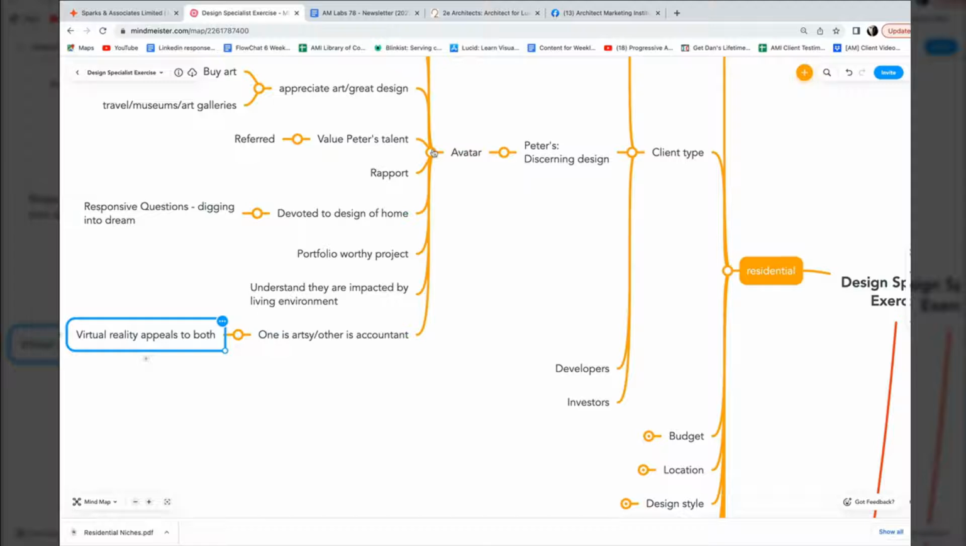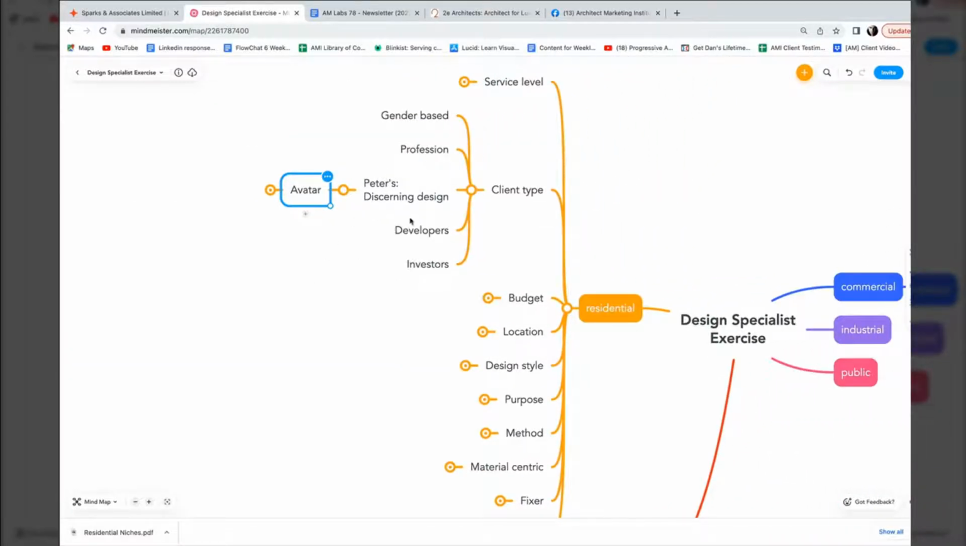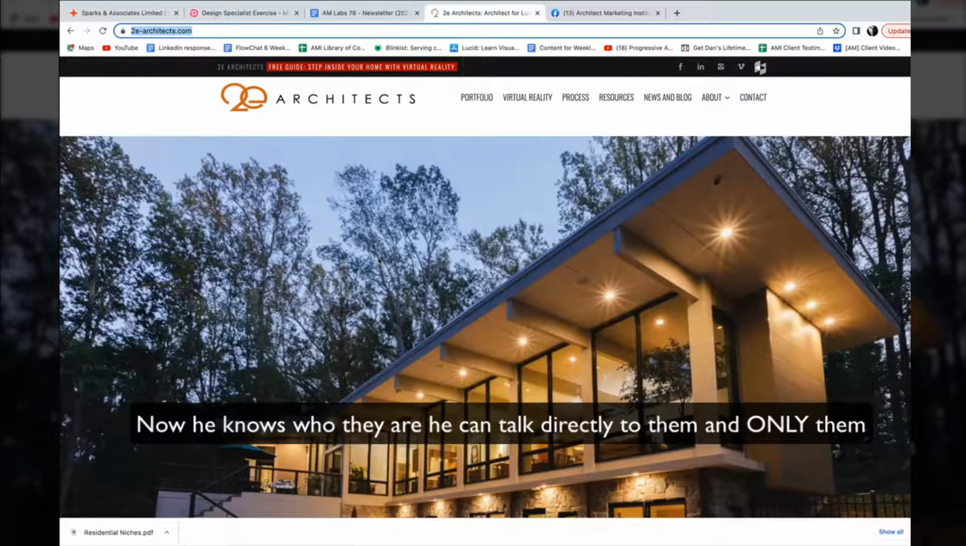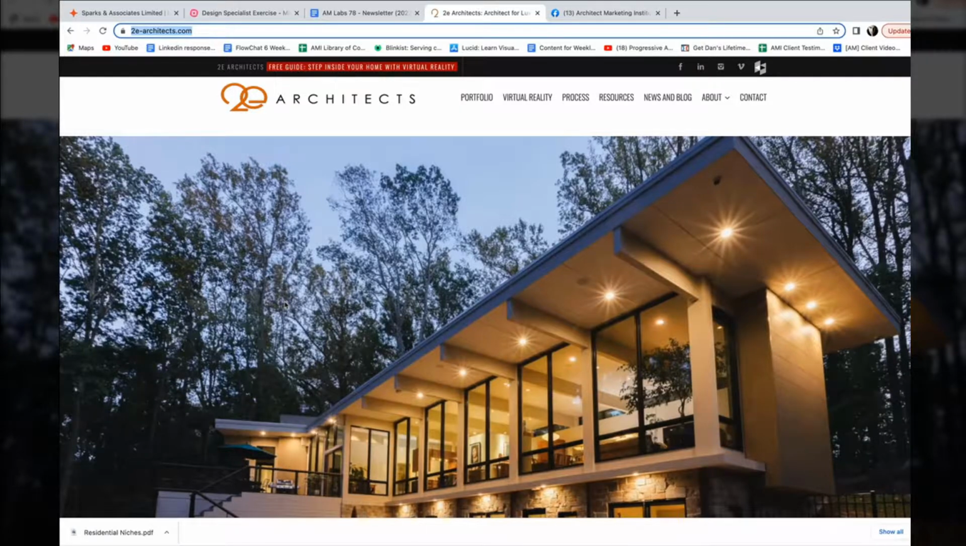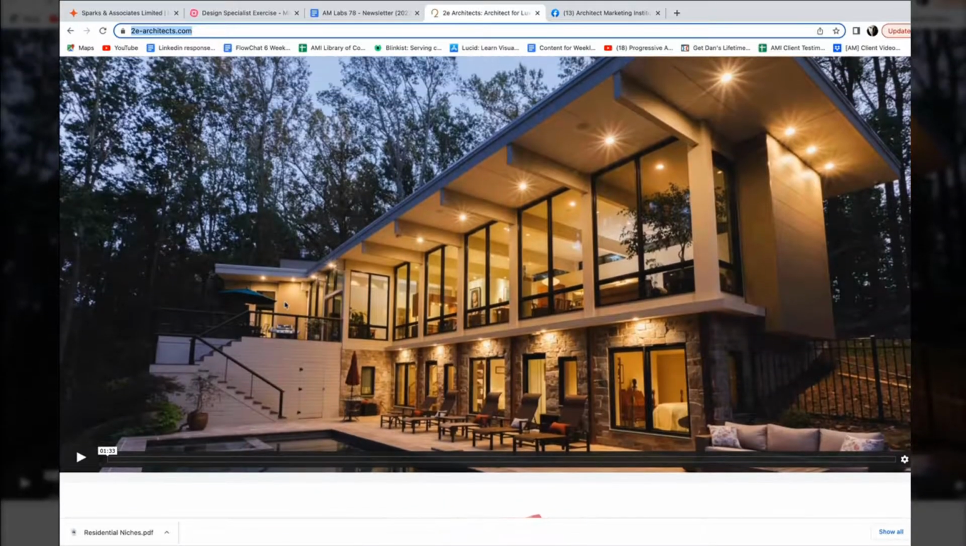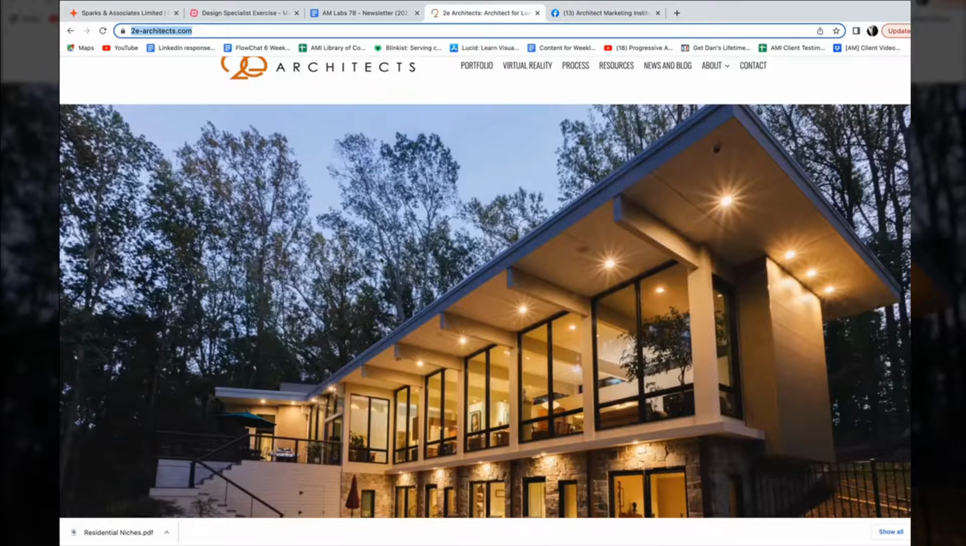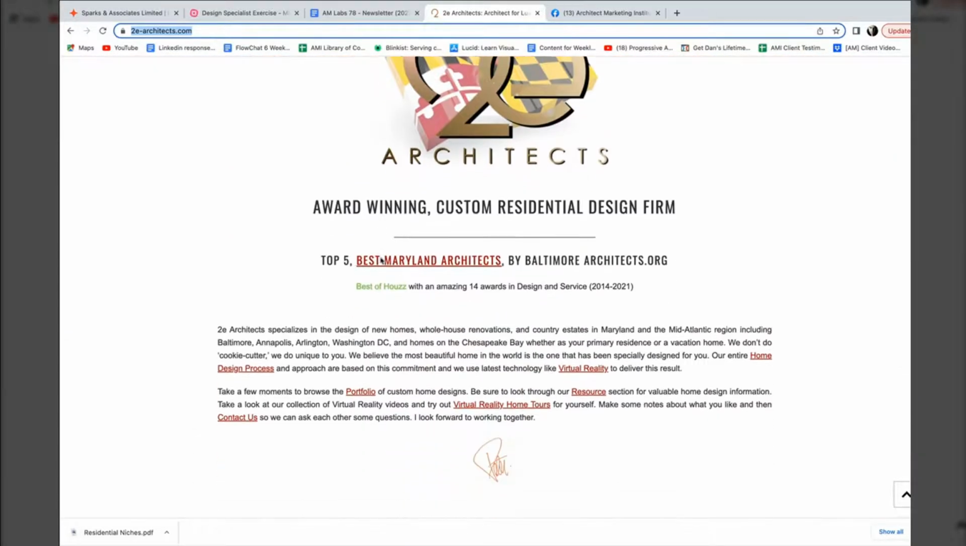Now he knows who this person is, this discerning client. Then what he can do is when he goes out and does his marketing, for example, his website, right? He can take all that into account and he can build a website which is directly targeted for that specific type of discerning client. And so the pictures are all going to be in line with that. The portfolio is going to be in line with that. Everything's going to be in line with the discerning client.